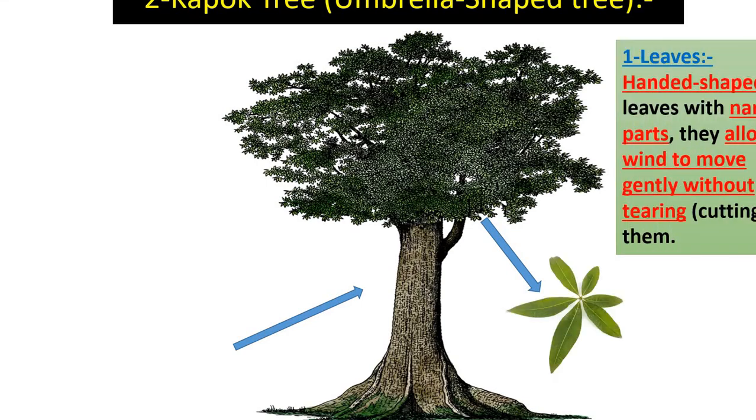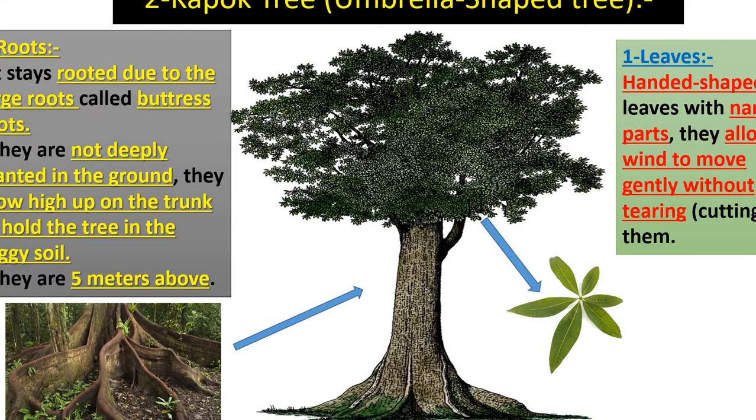Then we have the kabuk tree. It's also like an umbrella among the plants, with hand-shaped leaves, and between them there are narrow spaces. When the wind comes, it doesn't tear them. About the roots, they're called buttress roots. They're about 5 meters above, not deeply planted in the ground.